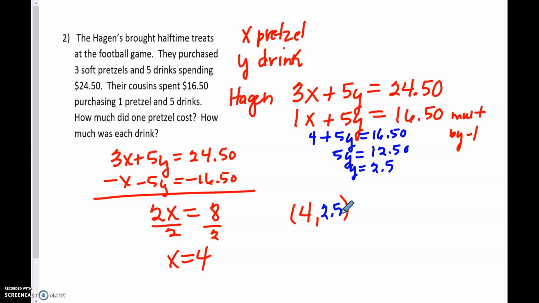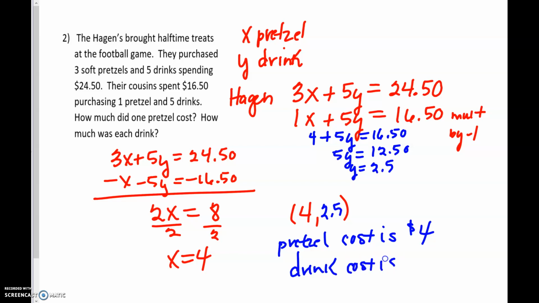All right, so the pretzel cost is $4, and a drink cost is, when they say 2.5, that means $2.50. When I write money, I don't just write 2.5, I write 2.50 because dollars and cents are written with 2 places past the decimal.